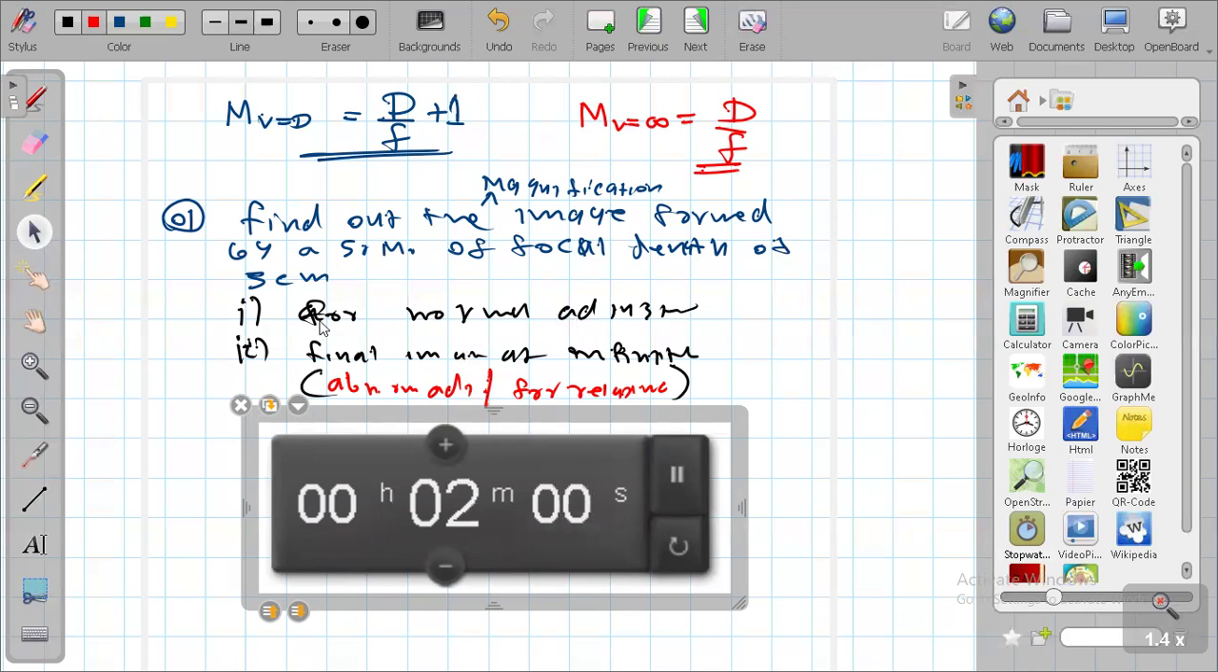For normal adjustment, the other one is final image at infinity, that means abnormal adjustment, for relaxed eye, same meaning. For the normal adjustment, there is a term as well: magnification of the image at the final image at the minimum distance of distinct vision.